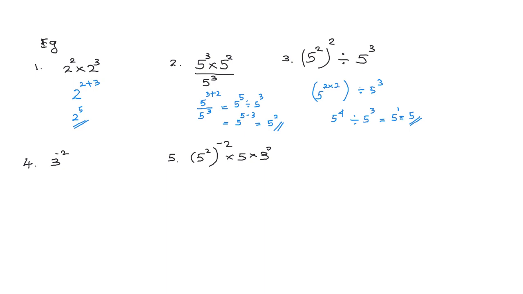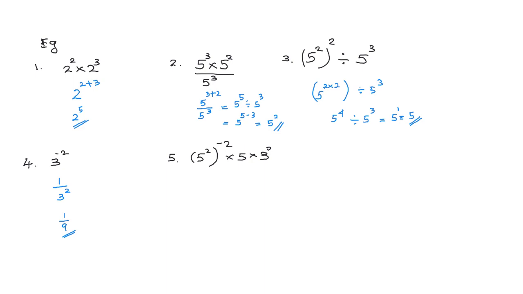Okay. Next, we have minus power. 3 to the power minus 2. So, you want to make this a positive power. How do you do that? You have to take the reciprocal. 1 over 3 to the power 2. So, what is that? 1 over 9 is your answer.